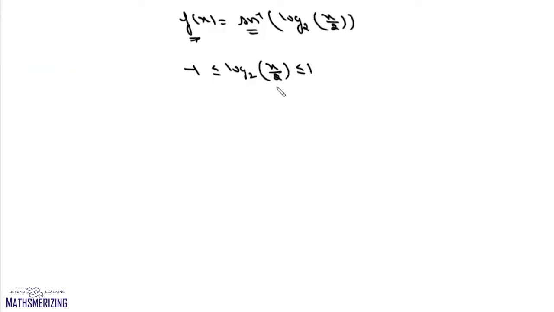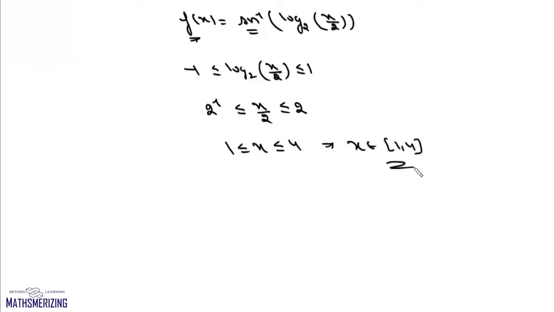Now we'll take anti-log. Since base is greater than 1, it is an increasing function. Sign won't change. So we'll get this as 2 to the power minus 1 is less than or equal to x by 2 is less than or equal to 2. Now we'll multiply it with 2. So we'll get 1 is less than or equal to x is less than or equal to 4. So the domain of this function is from 1 to 4.